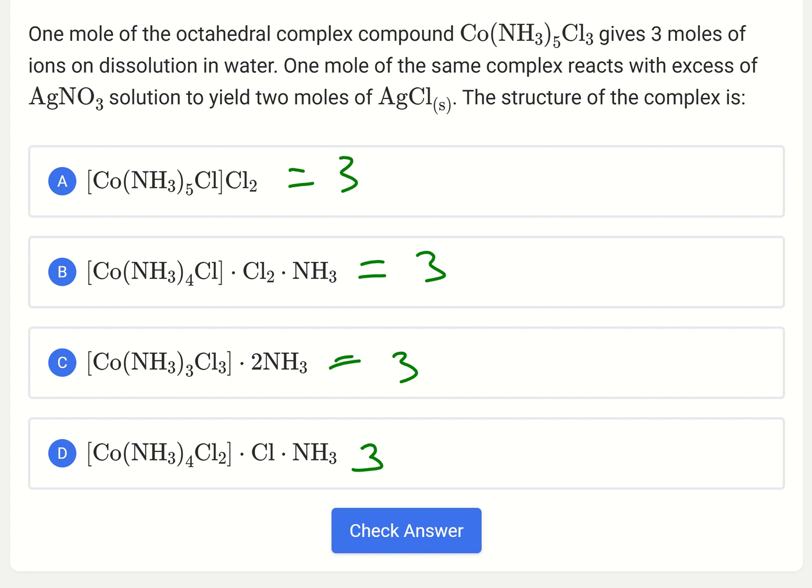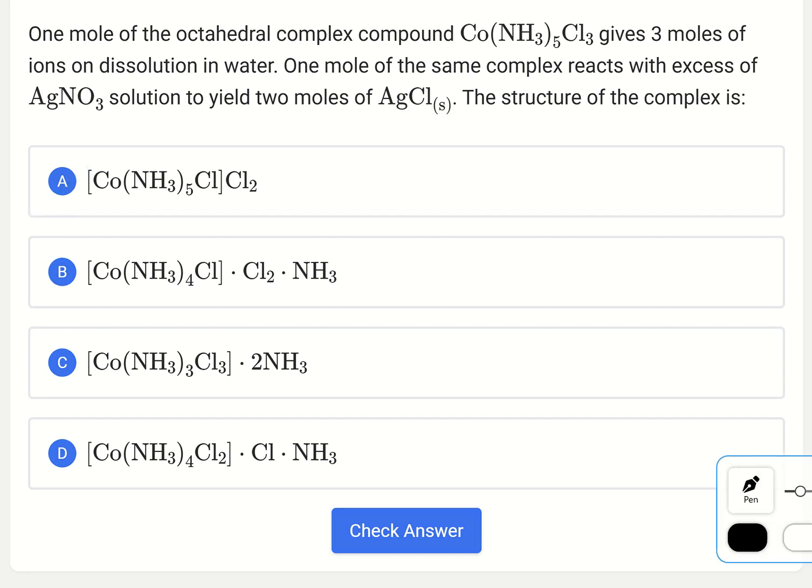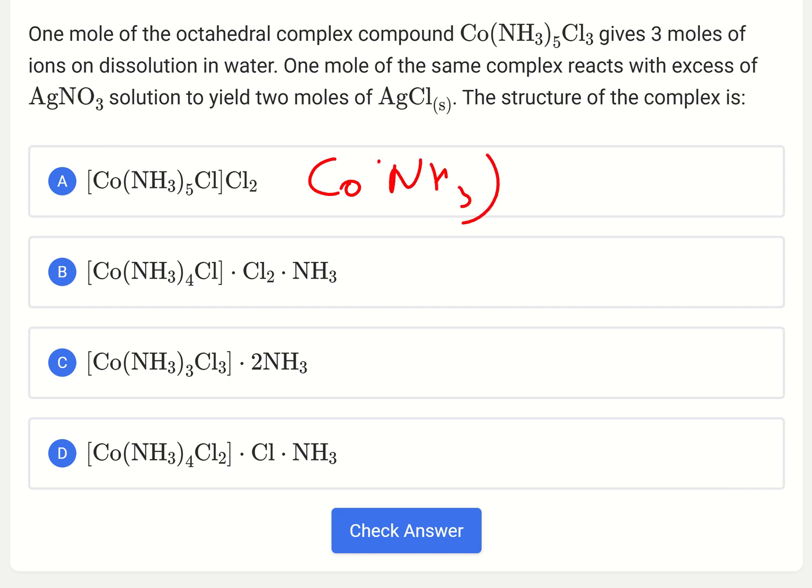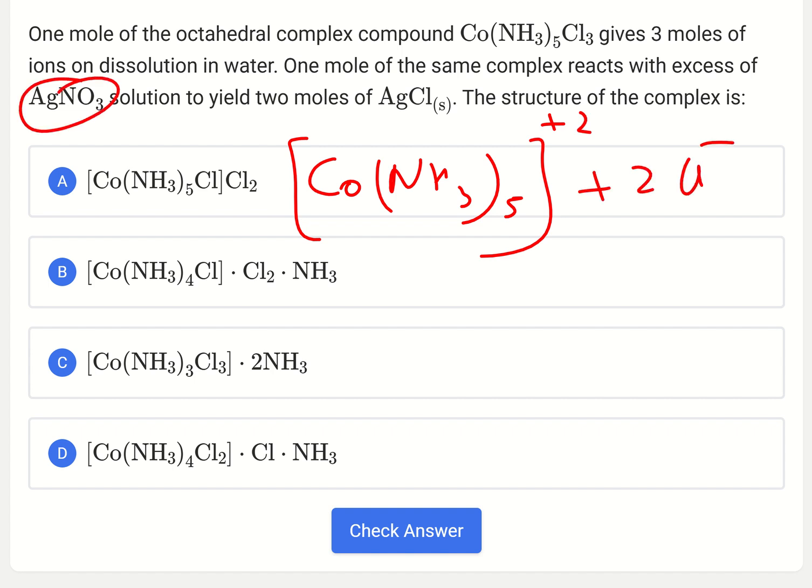1 mole of the same complex reacts with excess of AgNO3 to give 2 moles of AgCl. Means A is my option. Werner theory. We have done this question many times in class. Actually, this is the example that I give to my students. Co(NH3)5Cl 2 plus 2 Cl negative. So this AgNO3 is going to combine with Cl negative and we will get 2 AgCl.